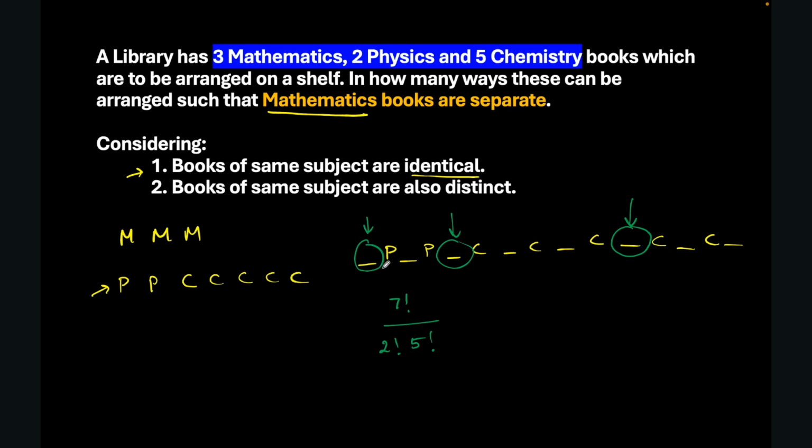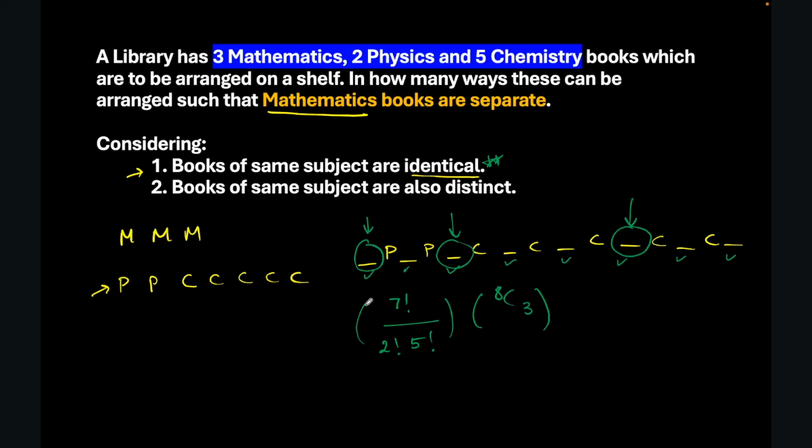So how many spots do I have for my math books? I have 1, 2, 3, 4, 5, 6, 7, and 8. So I have 8 spots for my math books, and I have to fill in 3 of them, right? So what I do here is I use combinations. I'm going to do 8C3. Why? Because I have 8 spots and I have to fill in 3 of them, and I don't care in which fashion they go. That is why the order doesn't matter, because the books are identical.